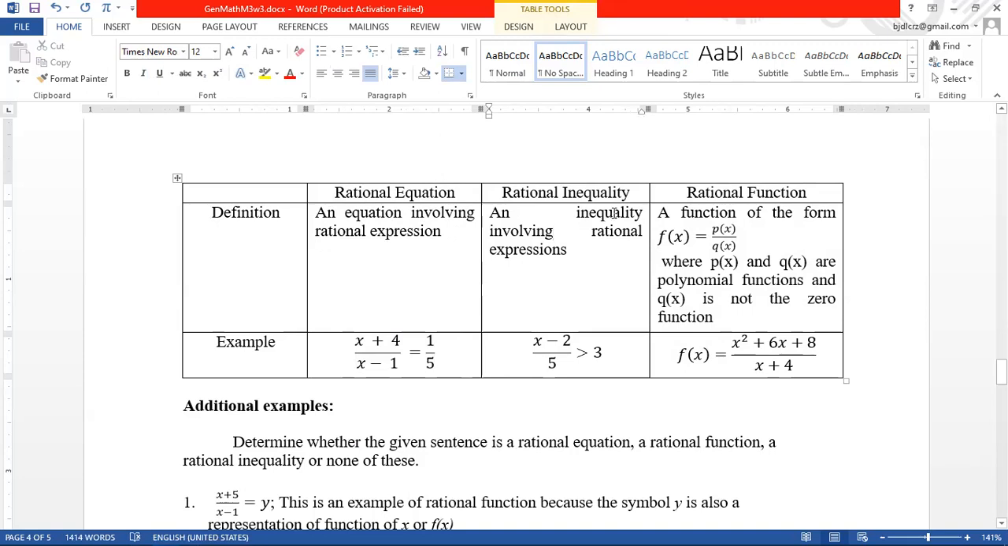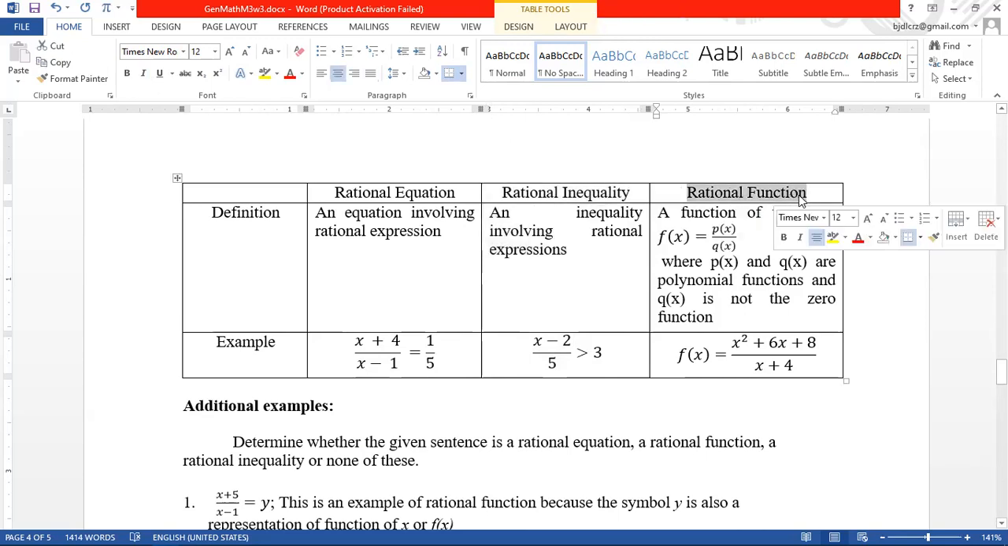Okay, rational inequality. An inequality involving rational expression. So x minus 2 over 5 is greater than 3. So ang rational inequality involves rational expression. So naka-involve og ingon ani, but then siya less than or greater than or equal and so on. Dili siya equal ang nakabutang. Greater than or equal, less than or equal, less than, greater than, mao na nakabutang for the rational inequality.